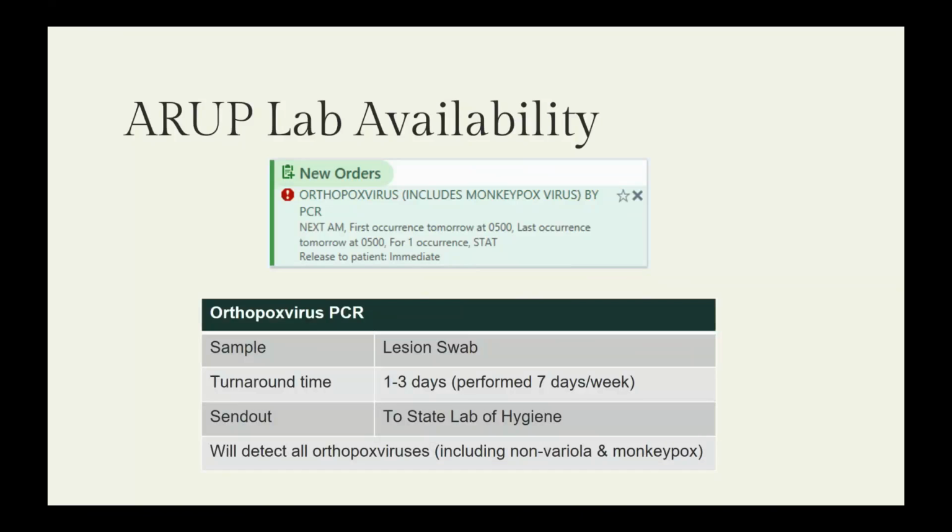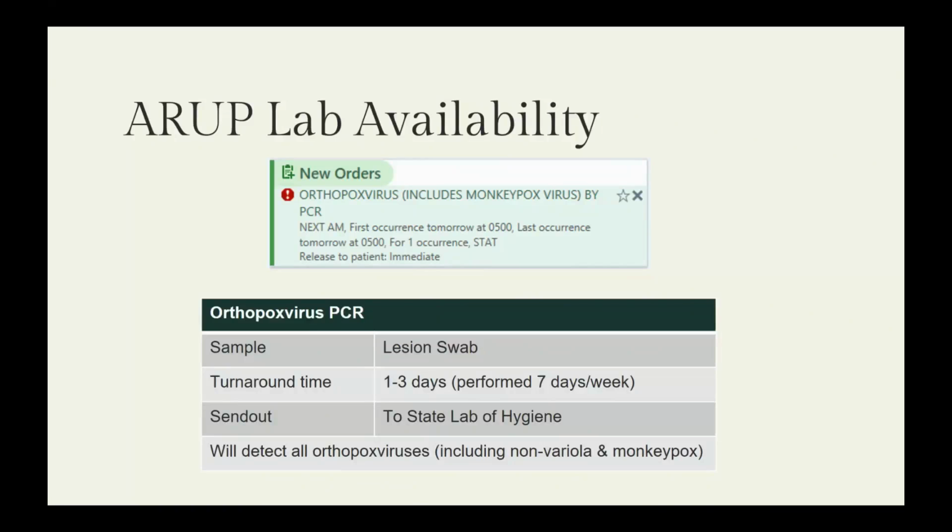And then ARUP lab does have the orthopox PCR virus detection available. Specifically, it can detect orthopox virus with a lesion swab with a turnaround time of about 1 to 3 days. And this lab is a send-out lab to the State Lab of Hygiene, and they report it back to HealthLink with a call from the state lab to the provider who ordered it.